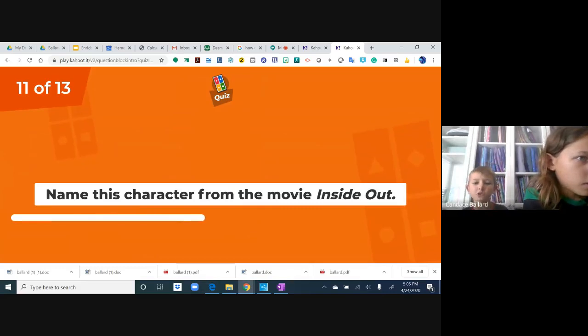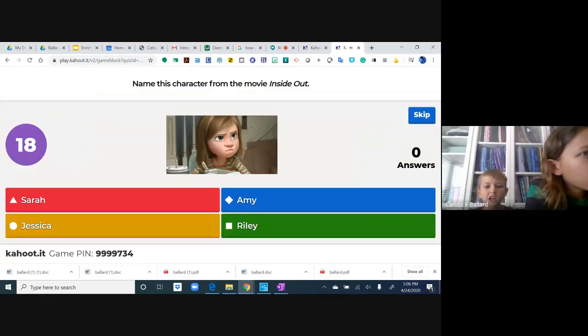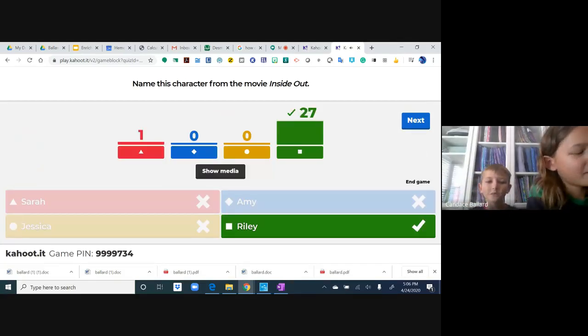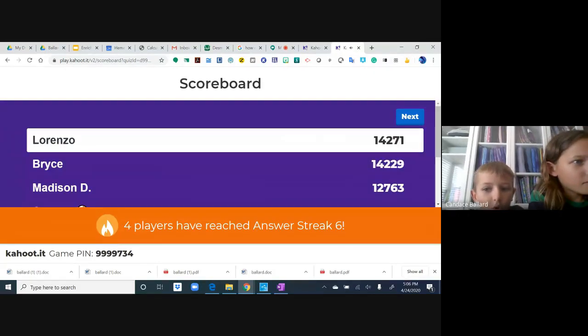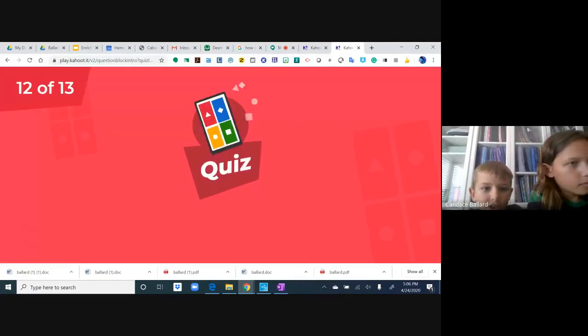Name this character from the movie Inside Out. Sarah, Jessica, Amy, Riley. I'll put that face. That face could be me. This could be you. Yes, Riley. Someone picked Sarah for some reason. Because it's a name. Okay, keep going. They may have hit the wrong color. Ooh, nice. Okay, there hasn't been a whole lot of movement. Wow. Keep going. Wow, they're stuck.